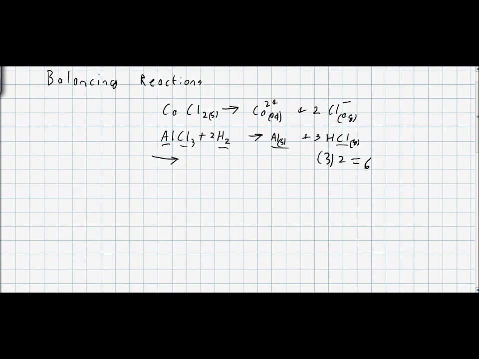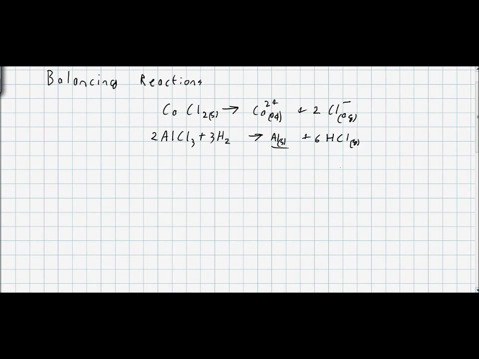And so we're going to put a 3 over here. Now we have 6 hydrogens on this side, and when we change this 3 out for a 6, we have 6 hydrogens on this side. But guess what? Chlorine is also multiplied by 2. So now, well, also multiplied by 6. So now we have 6 chlorines on this side, 3 on this side. So I'm going to put a prefix of a 2 on this side.